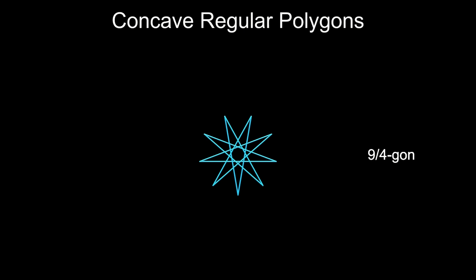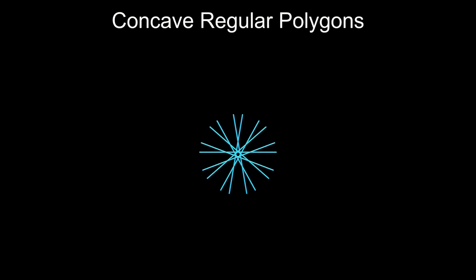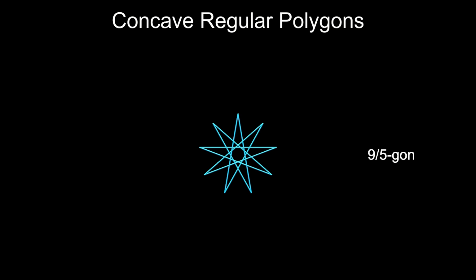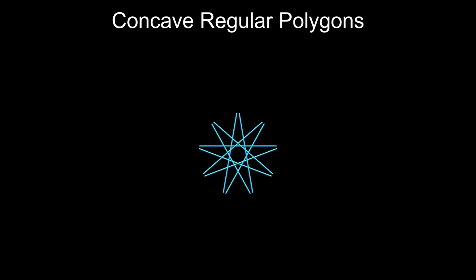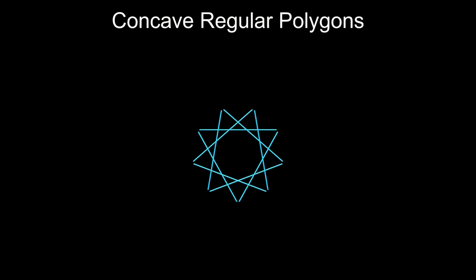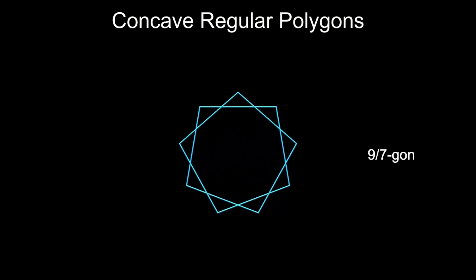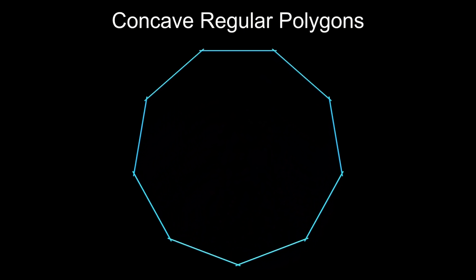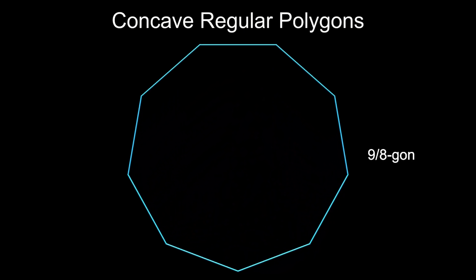Continuing, we then get a 9/5gon, which is a reversed 9/4gon, then on through 9/6gon, 9/7gon, and finally 9/8gon, the reverse of the original.